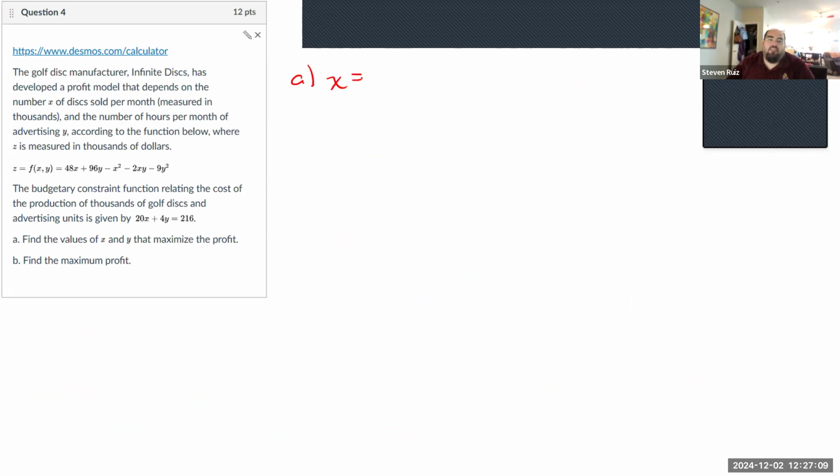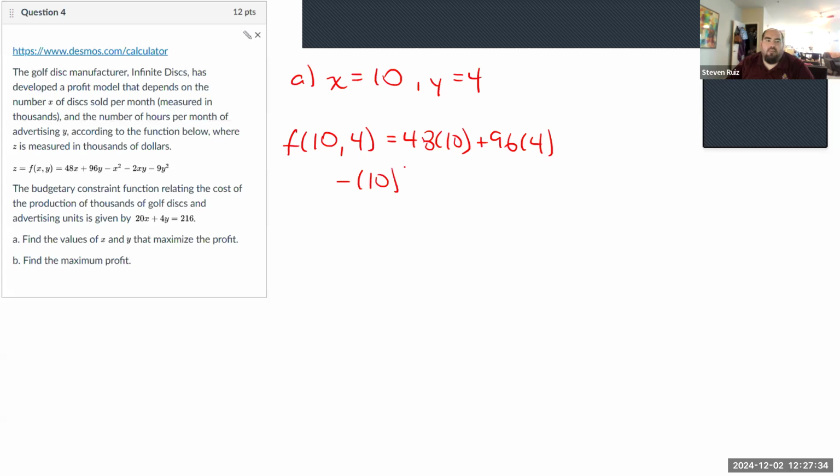So for A, the conditions that maximize our profit are x equals 10, y equals 4. So what is the maximum profit? We can find that by plugging in those values. What is f of 10 and 4? That'll be 48 times 10 plus 96 times 4 minus 10 squared minus 2 times 10 times 4 minus 9 times 4 squared. It's 480.